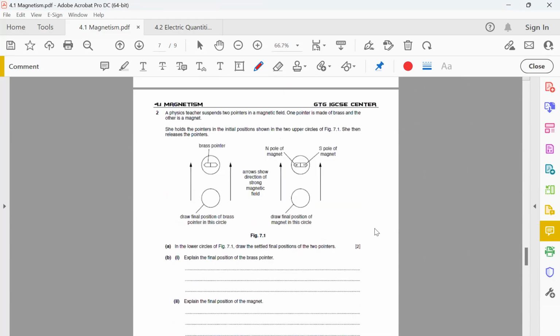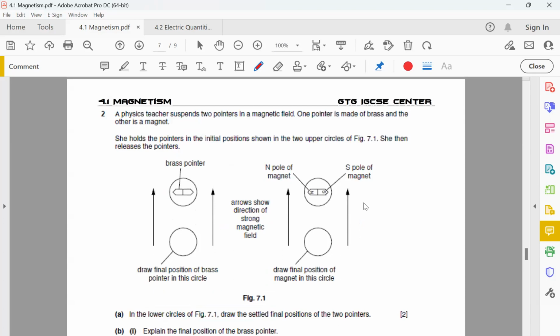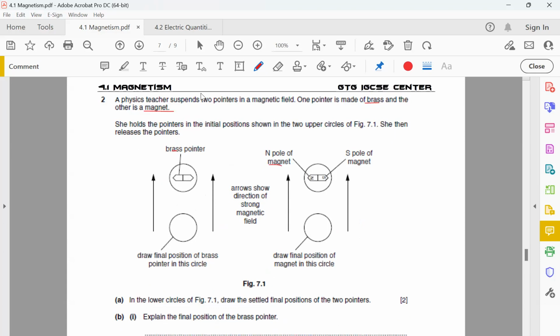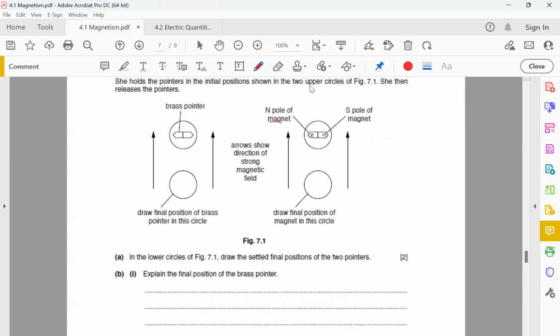And then we move on to the paper 4 questions here. This is one of the interesting questions here. It says that a physics teacher suspends 2 pointers in a magnetic field. There are 2 pointers in the magnetic field. One pointer is made of brass and the other is made of magnet. This one is the brass, this one is the magnet here. She holds the pointers in the initial position shown in the 2 upper circles in figure 7.1. She then releases the pointers. In the lower circle of figure 7.1, draw the settled final position for the 2 pointers here.